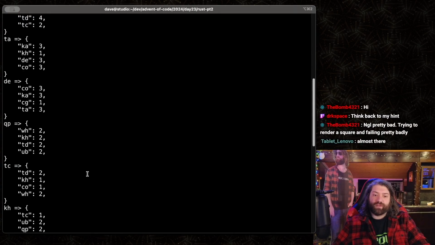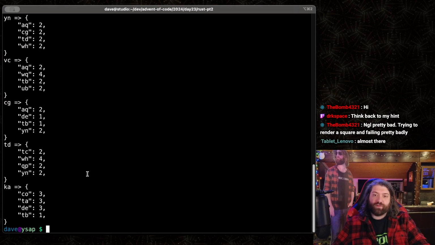Yeah, I'm getting there. Trying to render a square and failing pretty badly. What are you working on? That sounds interesting.